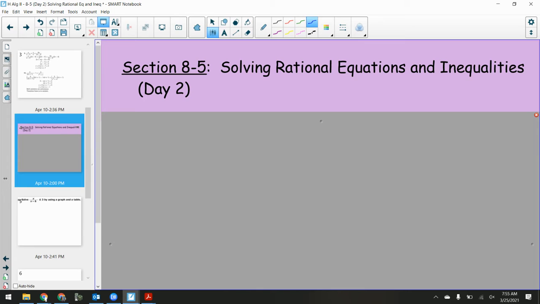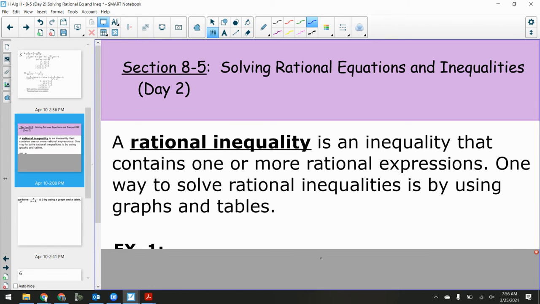Another really stellar definition on the top here. A rational inequality is an inequality that contains a rational expression. Duh. Right? That's like another really stupid definition. One way to solve these rational inequalities is by using a graph and table. Now, you see how in the directions it says use a graph and table?